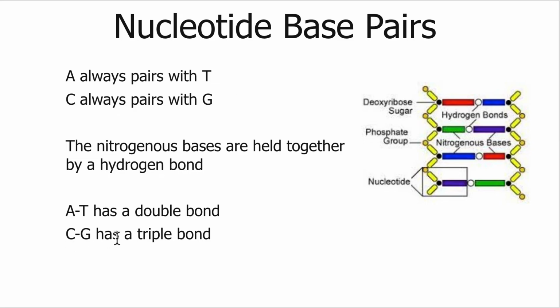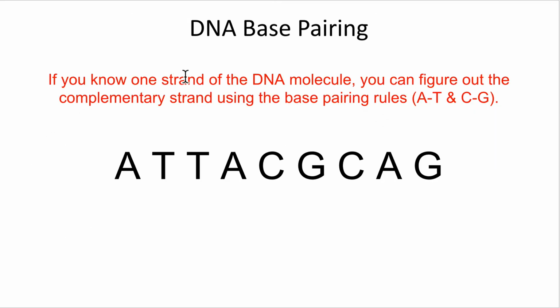So that C to G bond maybe is a little bit stronger than that A to T bond, which allows those things to have more mutations. All right, so with base pairing, it's actually kind of fun, and it's pretty easy once you get the hang of it. As long as you know these rules, A pairs with T and C pairs with G, you could take one strand of DNA and figure out what the other strand of DNA is.